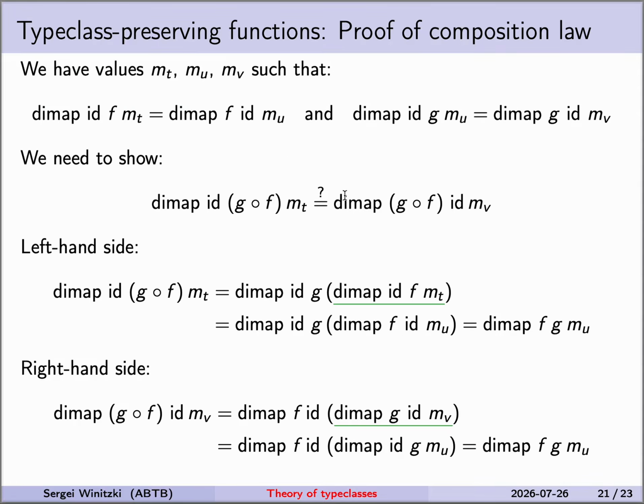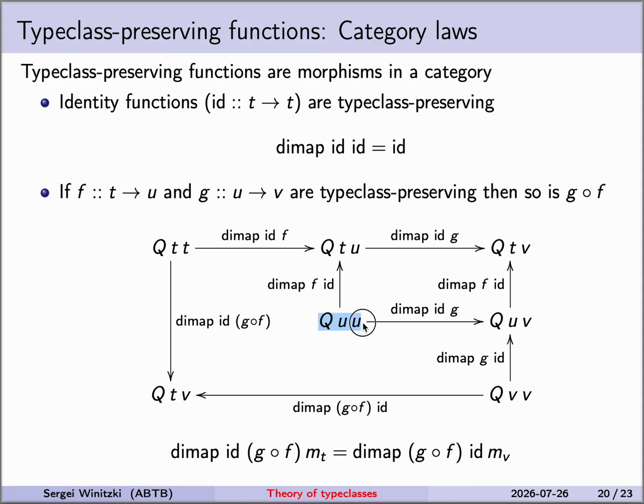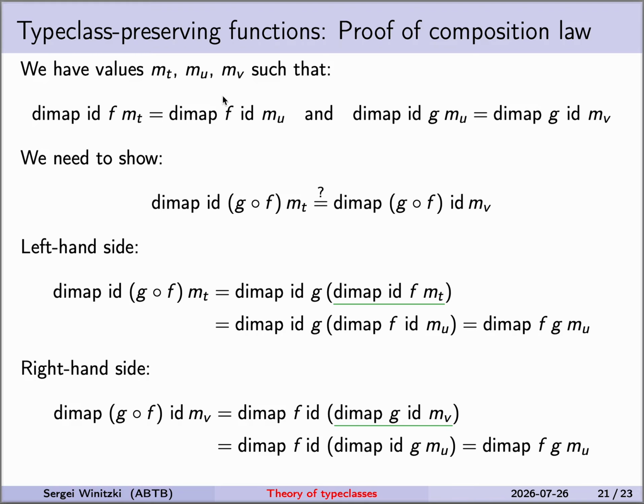So here is the proof using equations. We have assumptions that these three values are given of types QTT, QUU, and QVV. And these two equations are holding. So these are the equations showing that f is type class preserving and g is type class preserving. And we need to show that the composition gf is type class preserving. And this is the equation that we need to show.